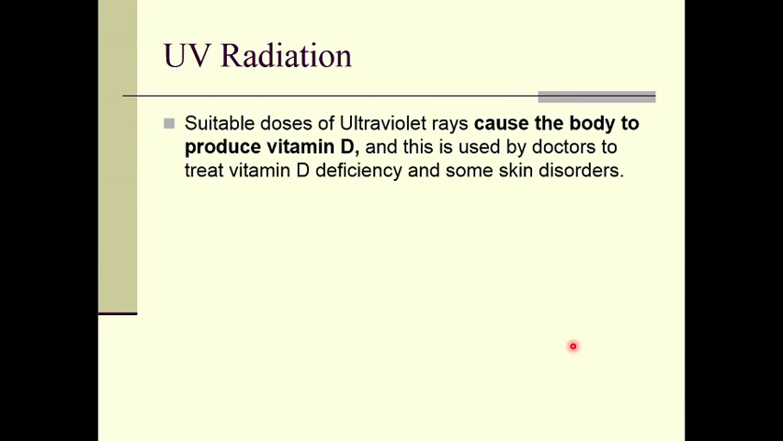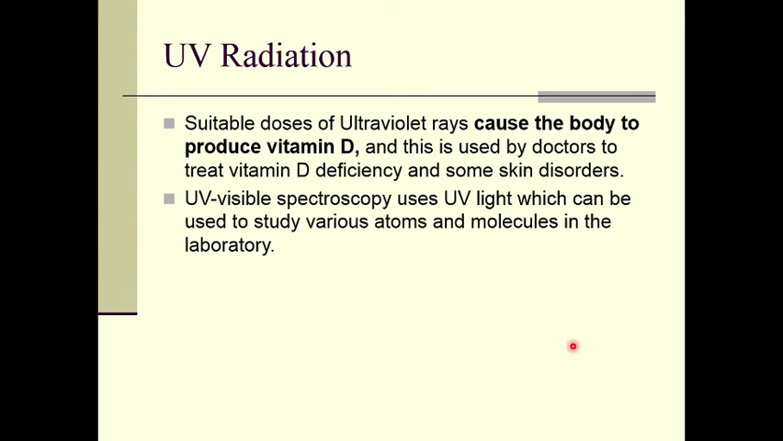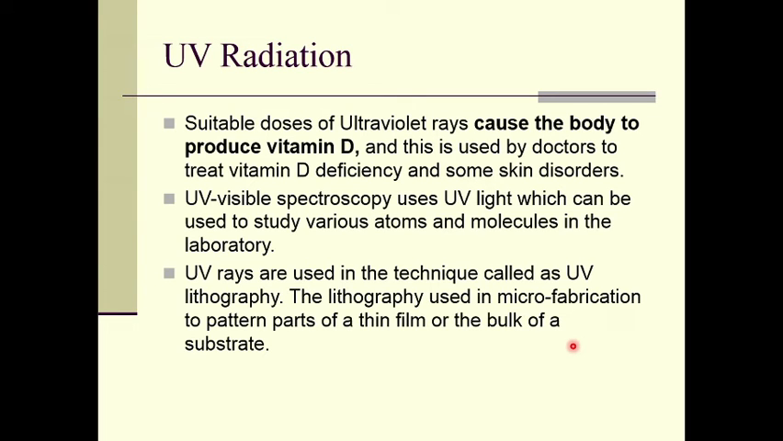Suitable doses of ultraviolet rays cause the body to produce vitamin D, and this is used by doctors to treat vitamin D deficiency and some skin disorders. UV-visible spectroscopy uses UV light, which can be used to study various atoms and molecules in the laboratory. UV rays are used in the technique called UV lithography. Lithography is used in microfabrication to pattern parts of a thin film or the bulk of a substrate.